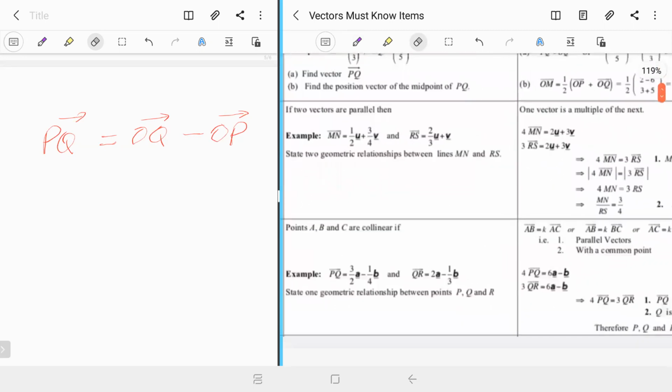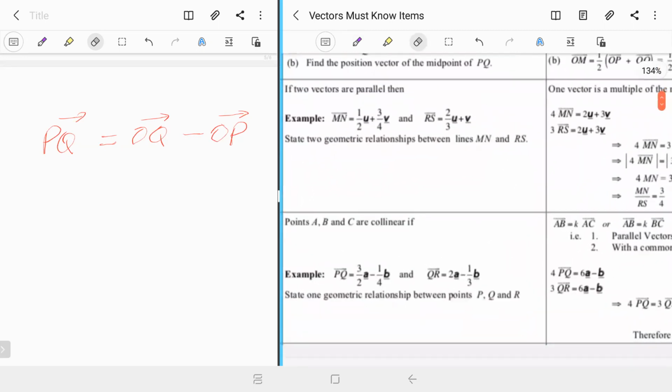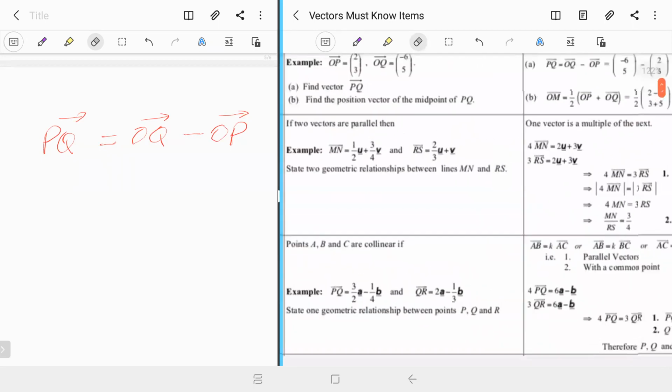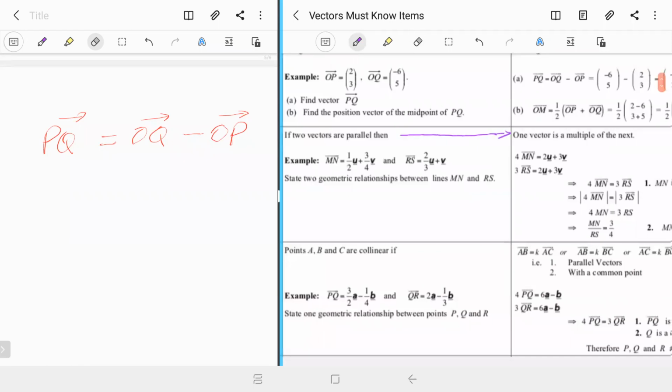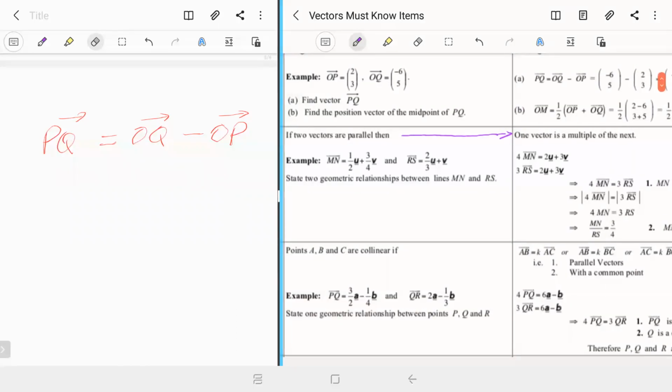Down here now is what we talk about, parallel vectors. If two vectors are parallel, then one is a multiple of the next. That's it. Example, I give you these two vectors and I want to show that they are parallel. What do we do? Get rid of any fractions first. To get rid of fractions in this one, I multiply it by 4. Multiply that one by 4. To get rid of fractions in this one, what do I multiply it by? 3?